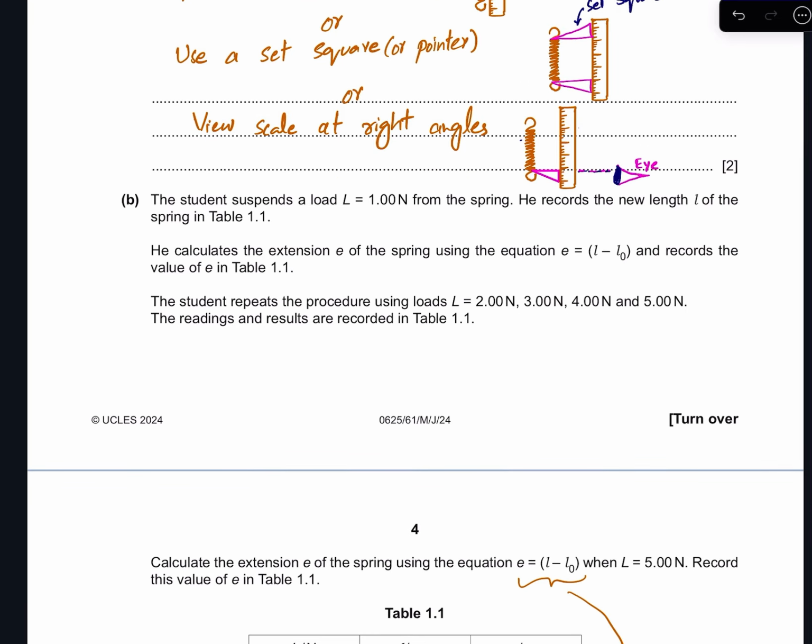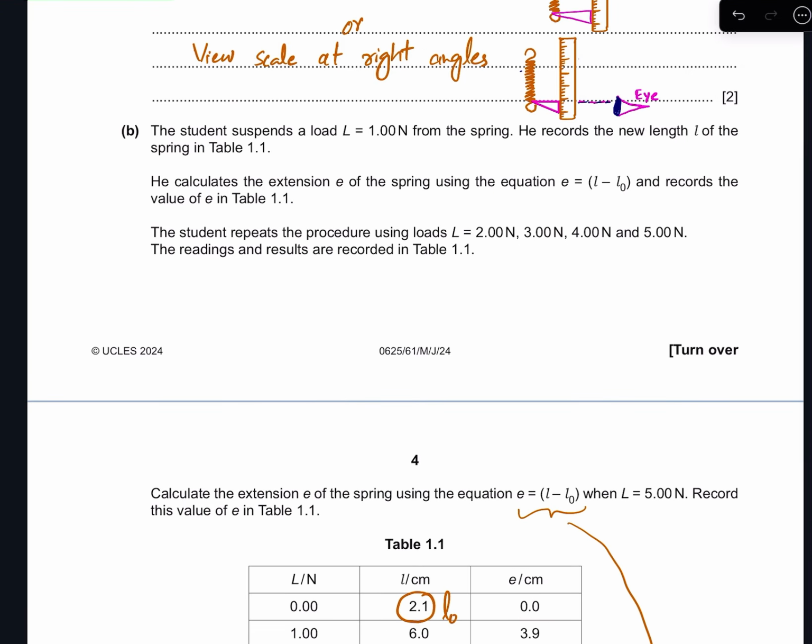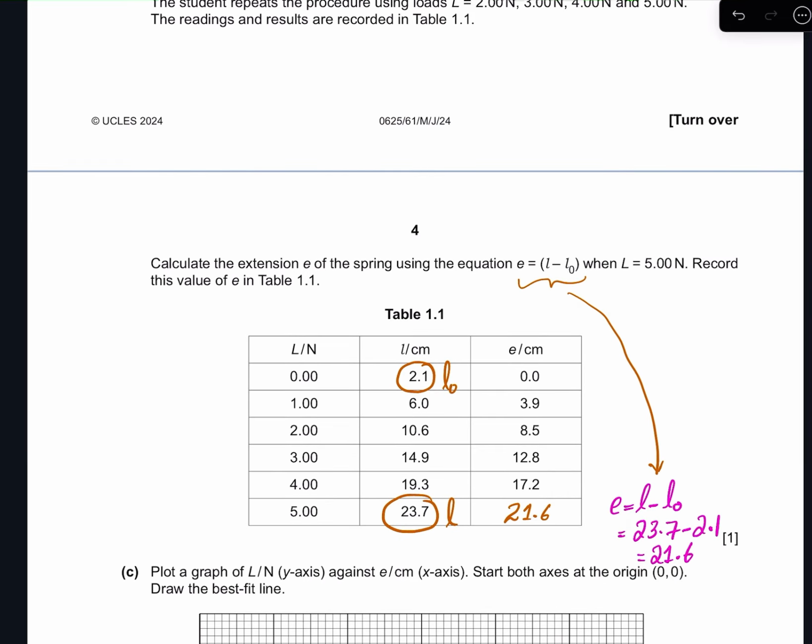Okay, so let's move towards part B. Here is a statement given. You can read it. And what we have to do in this is the main question. Calculate the extension E of the spring using this equation. Okay, the equation is also given. So what you have to keep in mind in ATP, आपने खुद से कोई formula use नहीं करना होता. They will give you the relation that you have to use, right? So extension का formula given है L minus L naught. When load is 5 Newton, record this value in table.